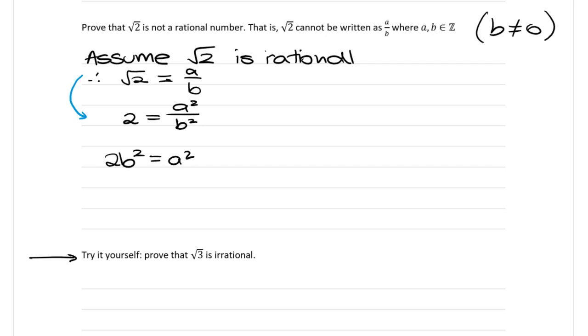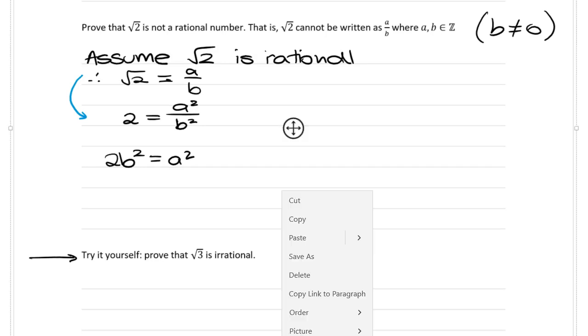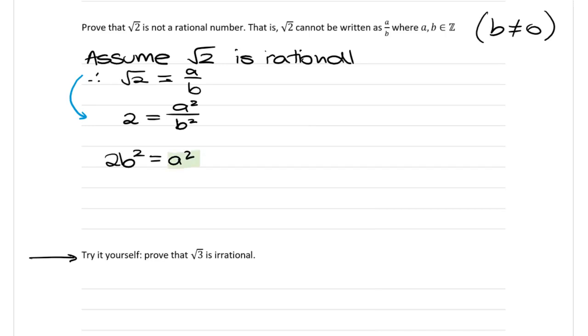Well, that's interesting. That's saying that a squared is 2 times whatever b squared is. So that means a squared has to therefore be even. So we're going to write a squared is even. Now, due to a previous proof, that means therefore a is even. And we've proved that previously.